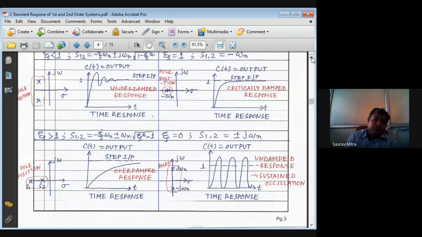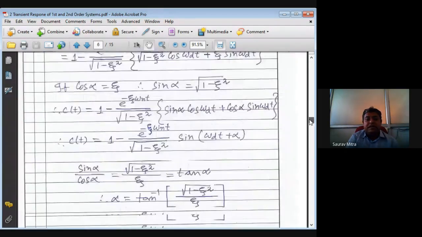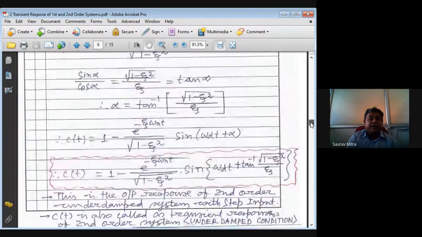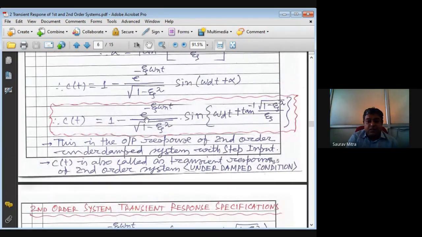From there you have to find the two pole equations, and in those two pole equations, if you keep on substituting the value of zeta, then you are going to get all these four responses. And finally, what is the equation of C(t)? C(t) equation you can find like this. In this case also, if you substitute different values of zeta, exactly all the previous responses that you have obtained, the same responses you can obtain.